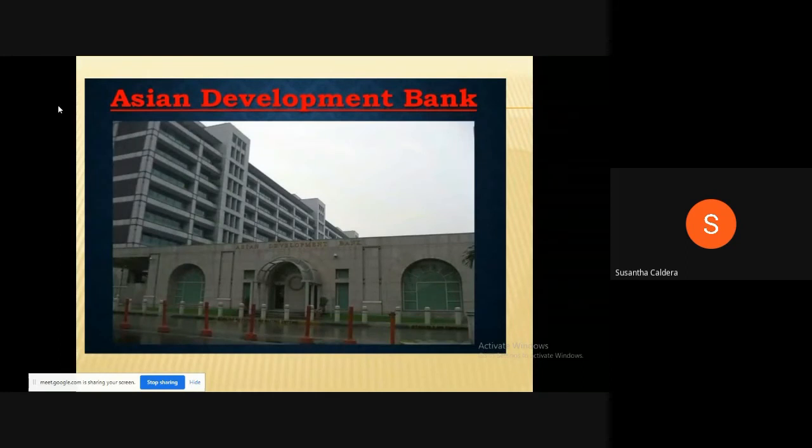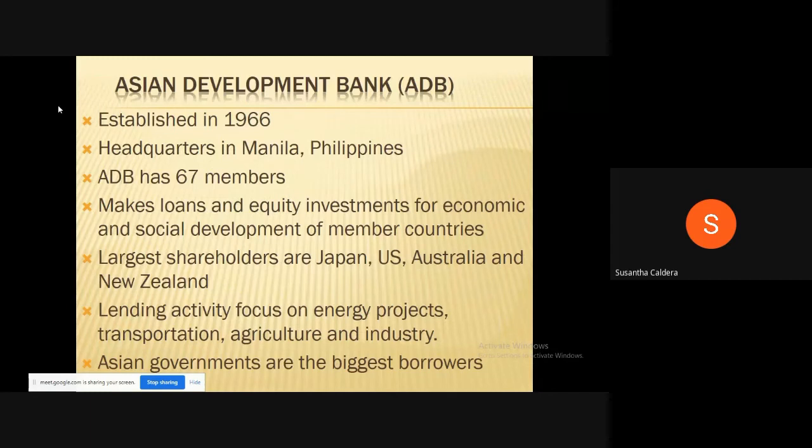Another institution which we have to have some awareness of is the Asian Development Bank, ADB. ADB is a very popular one among us, right? This was established in 1966. The headquarters is in Manila, Philippines. ADB has 67 members. It makes loans and equity investments for the economic and social development of member countries.